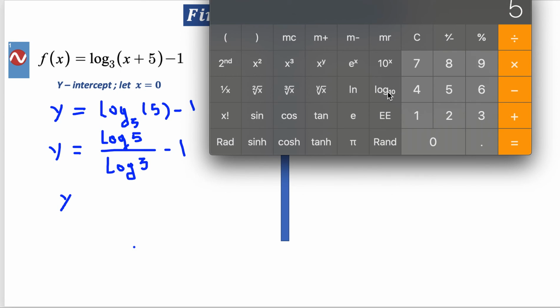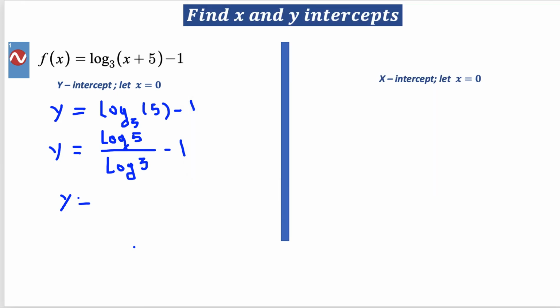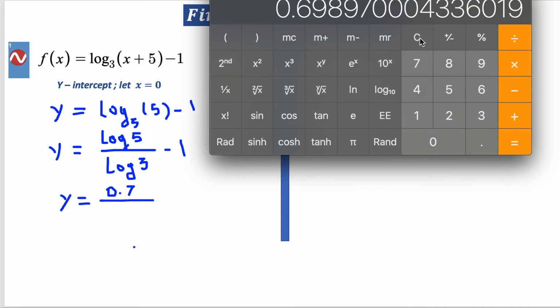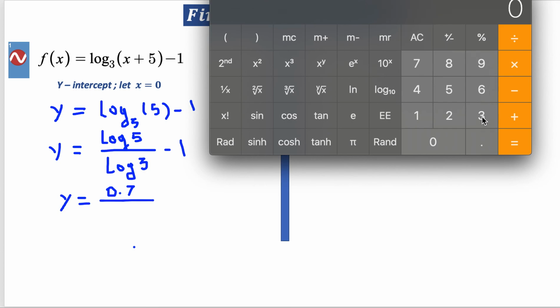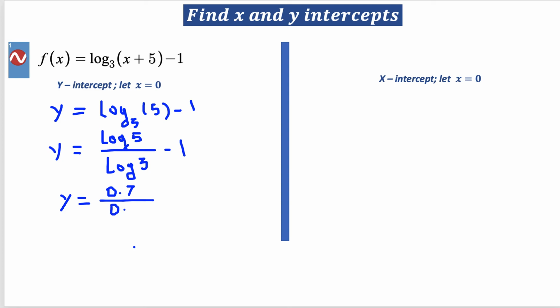The common log with base 10 of 5 is 0.69. Let me write here 0.7, so I'm approximating. This is 0.7. And let's see the log of 3, what it is. It's 0.47. Let's say 0.48. I'm approximating. Because of these numbers here, we are approximating. We cannot find the exact value, but we can find a very approximate value.